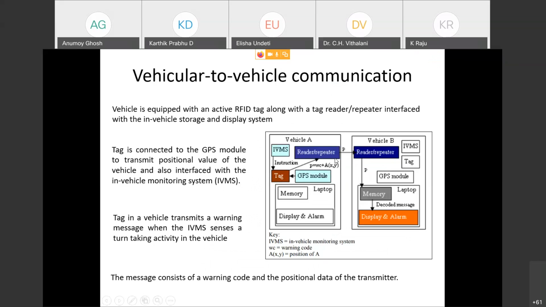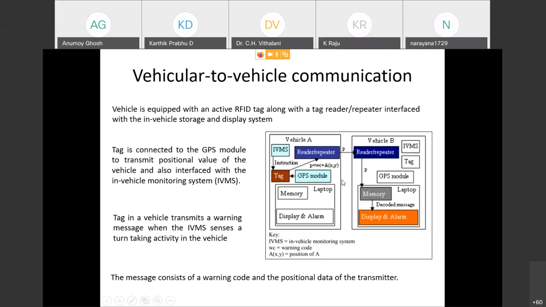This warning signal along with the position will be given out by the reader repeater to the other cars. In this case it will be acting as a repeater, not a reader, because it is not sensing any signal, it is giving out some signal. Why a repeater? Because a tag has a very small antenna. A repeater is nothing but a signal booster, because in vehicle to vehicle communication this signal has to be radiated in all directions. If a weak signal is divided in all the directions, then the signal will become weaker, and vehicle B, which is in close range to vehicle A, will not be able to read that signal. So that is where the repeater is included, which will boost the signal.